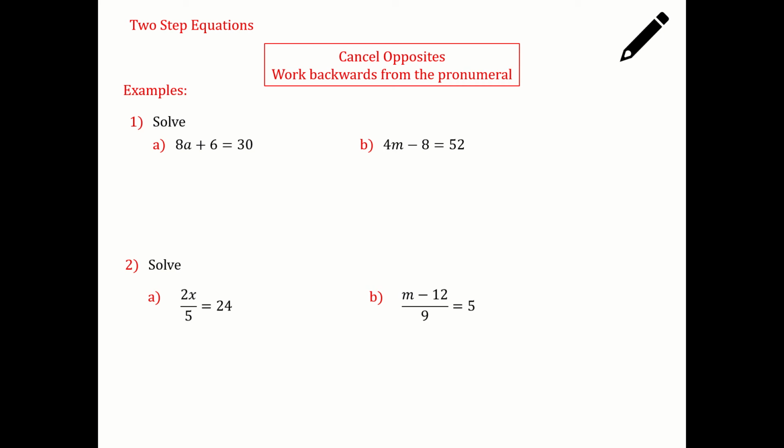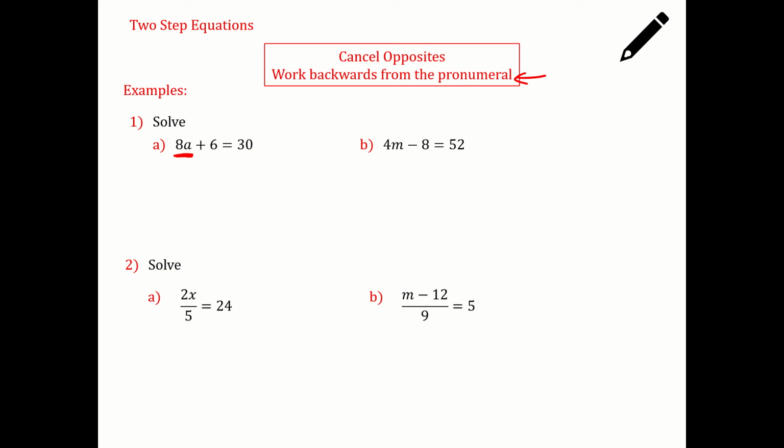The hardest part with the two steps is figuring out which one to get rid of first, the 8 or the 6. Like it says here, you work backwards from the pronumeral. So the first thing that we're doing is timesing it by 8. Remember, if it's written like this, that means 8 times a. Then we're going plus 6. So if I'm working backwards, the first thing I would get rid of is the 6.